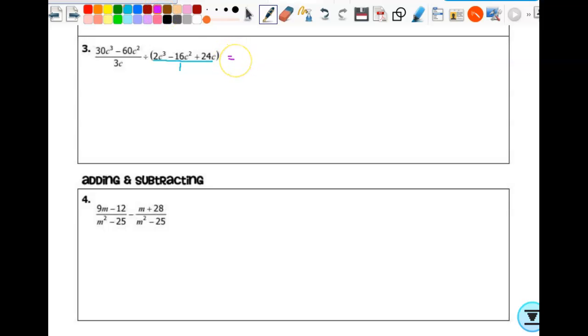All right, so I'm going to keep, change, flip, but when I keep this one, I'm going to go ahead and factor. So in the numerator, I can factor out a 30c squared. And then that'll leave me with c minus 2. And then the denominator, I have 3c. Times 1 over, can I factor out a GCF here in this one? Yes, so I'll factor out a 2c. That leaves me with c squared minus 8c plus 12.